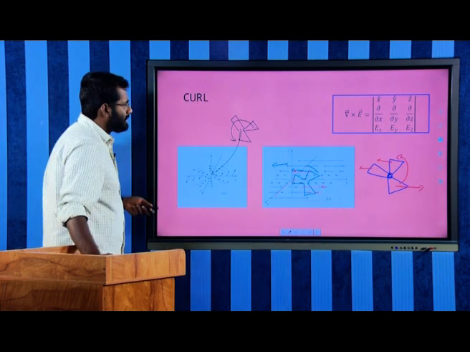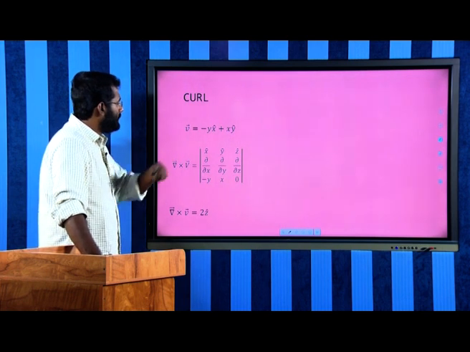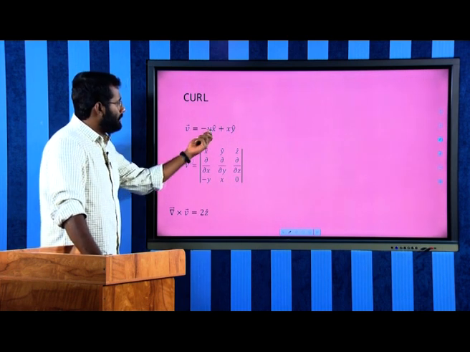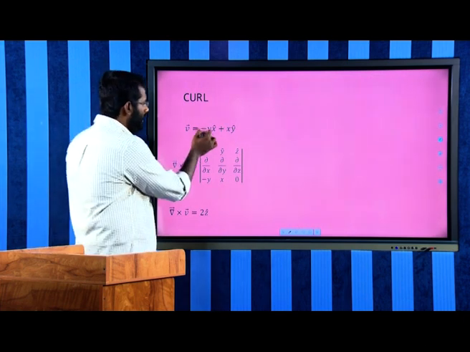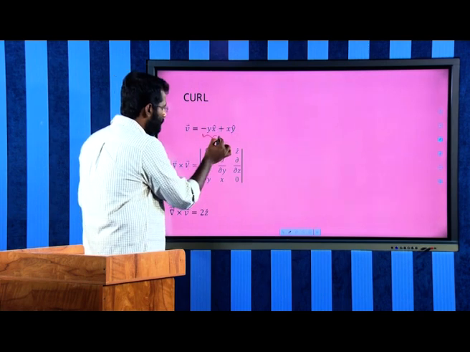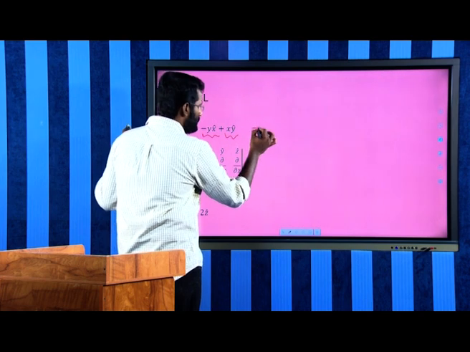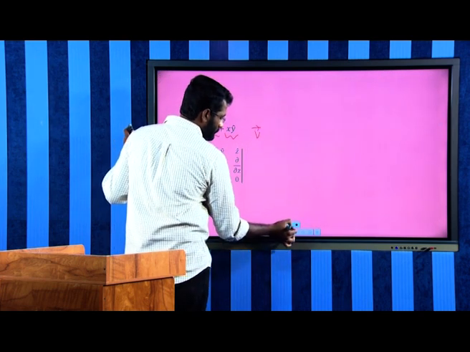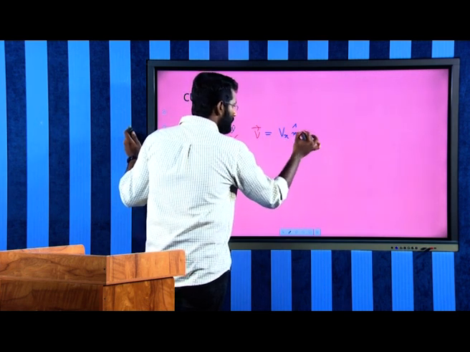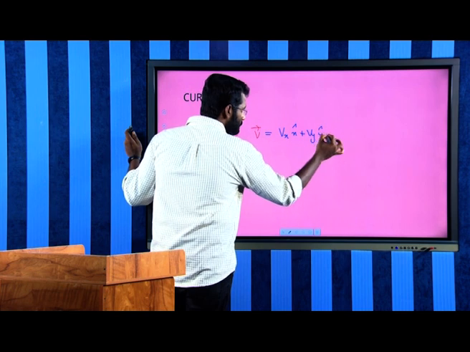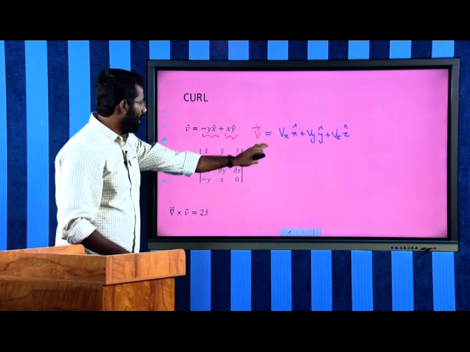Now, as an example, let us calculate the curl for a particular function, that is nothing but v is equal to minus y x cap plus x y cap. So, this is a particular function, that is, there is an x component part and a y component part. So, we can write it as v is equal to v x into x cap plus v y into y cap plus v z into z cap. That means by comparing it with this, we can find each component.